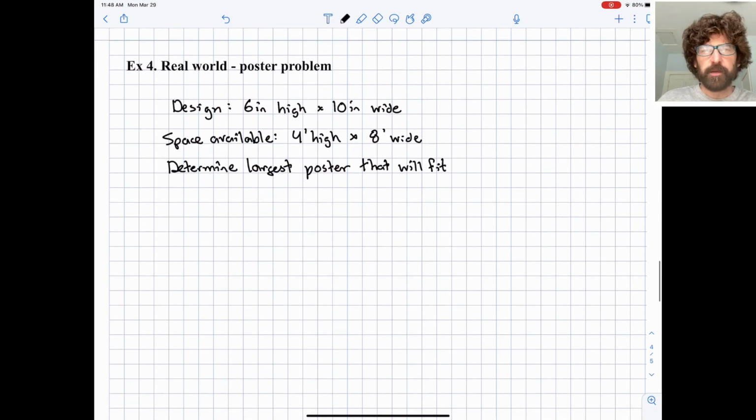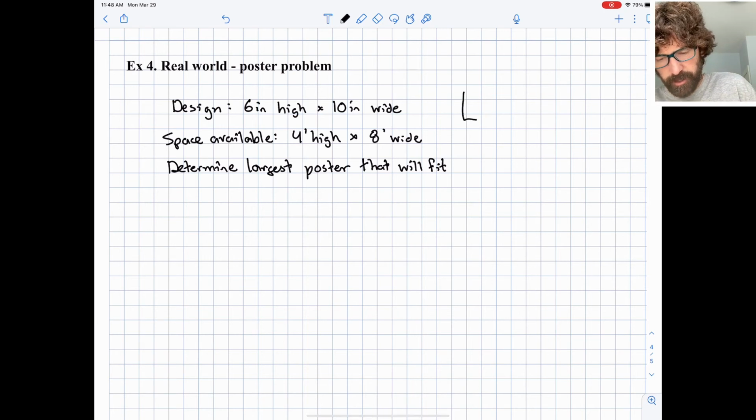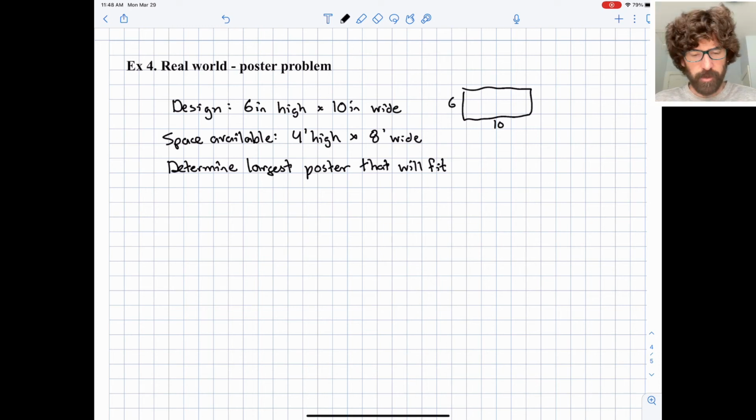All right, we'll wrap this up with a little bit more of a real-world problem, a poster problem. And so the scenario here is that we have a design for a poster, and the design is 6 inches high by 10 inches wide. And so I sometimes need to make a sketch, so it's 6 inches high by 10 inches wide, so wider than it is tall.